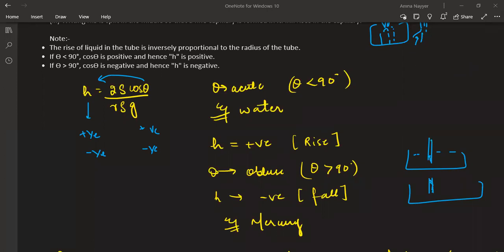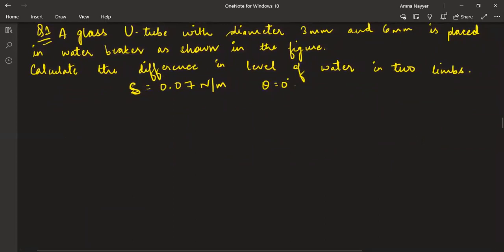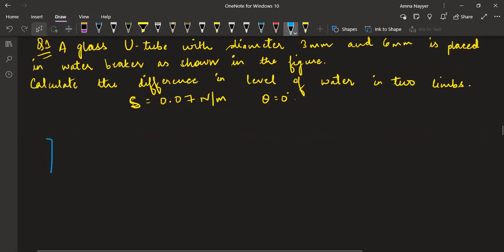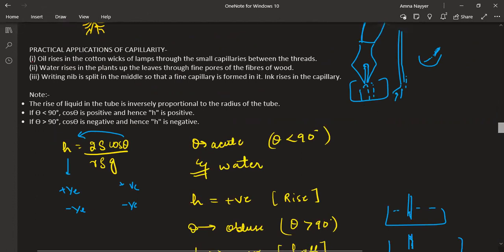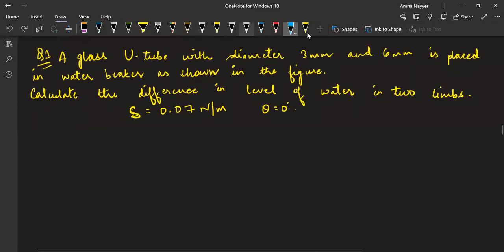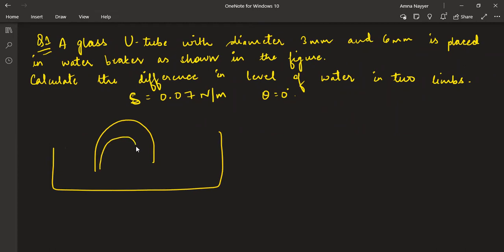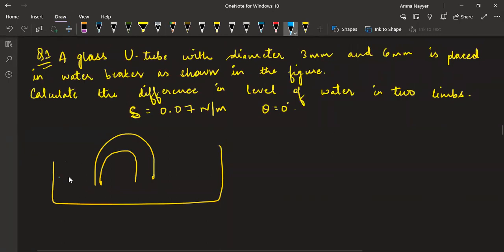Now let's practice one or two questions from this topic before we move on to hydrodynamics. Now see here, this says that a glass U-tube with diameters 3 millimeter and 6 millimeter. It means if I take a container, you have kept a U-tube. So one is of smaller, narrower diameter. See here, this is of smaller diameter, and the other diameter is greater, wider.